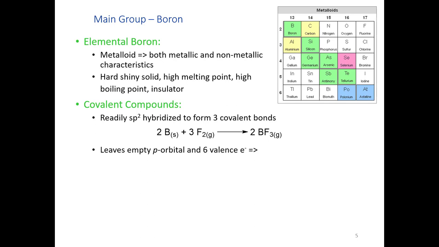3-coordinate boron, however, does not have a stable electronic configuration. It only has 6 valence electrons. 1 p orbital remains completely empty. What does this mean about boron's reactivity? What kinds of compounds have low energy LUMOs?